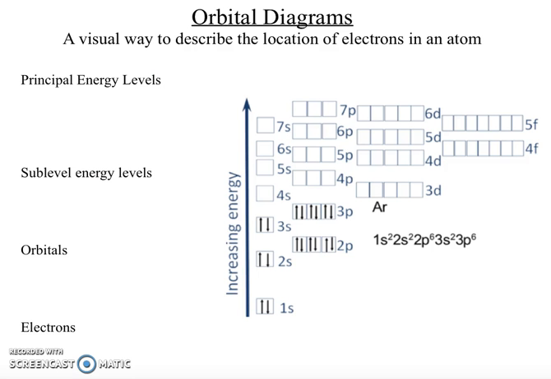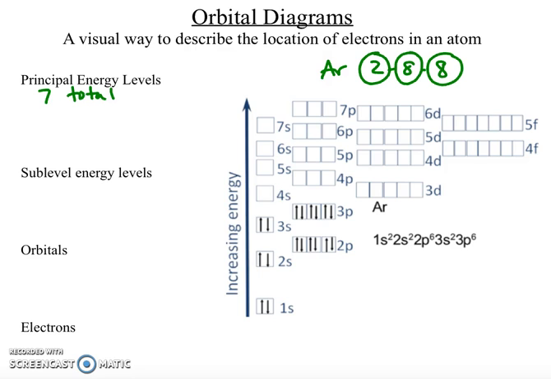Okay. Orbital diagrams are more of a visual way to describe the location of the electrons in an atom, right? So we're talking about argon, which was the 2-8-8. So there's 2 electrons in the first energy level, 8 in the second, and another 8 in the third energy level. Okay. So principal energy levels, there are actually 7 total principal energy levels. In argon, there are only 3 that are occupied by electrons.